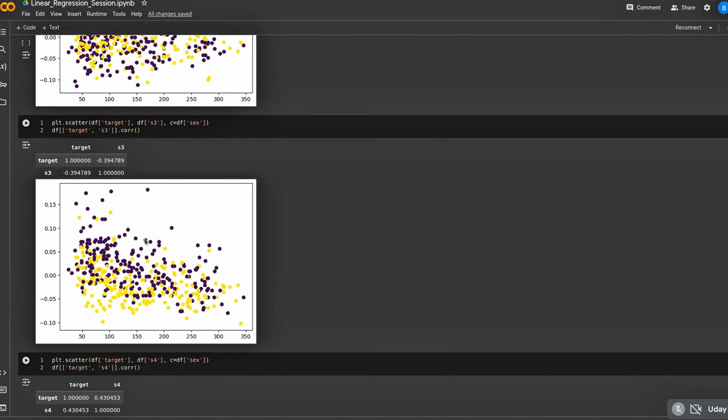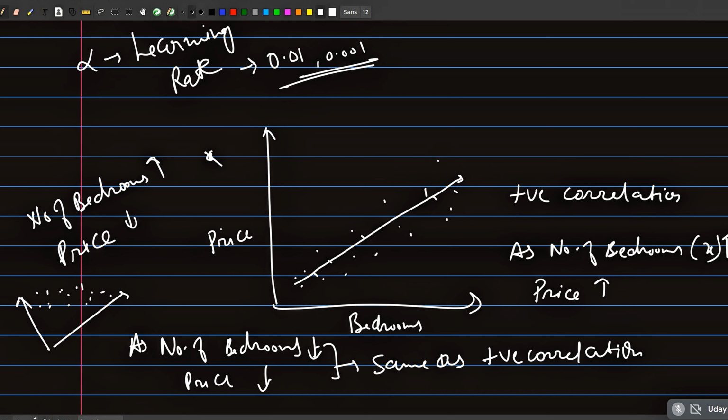So the general thing is, listen to this very carefully. If you want to model a relationship between two features, let's come here.